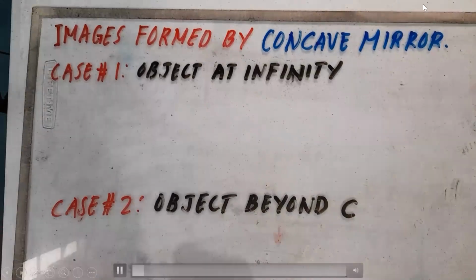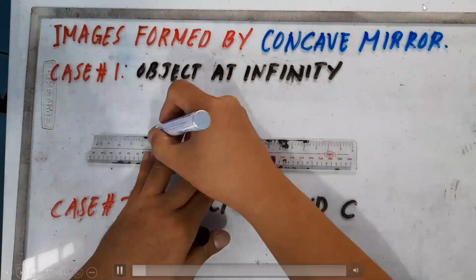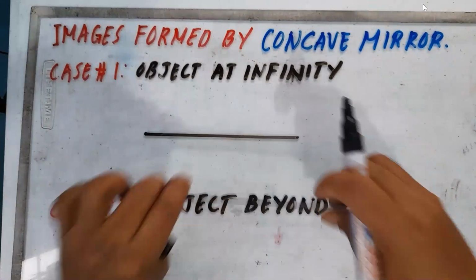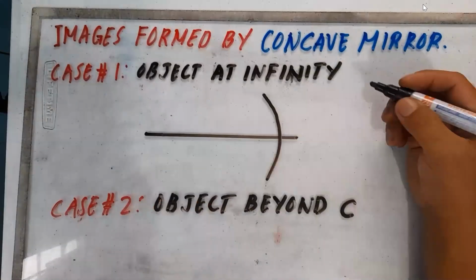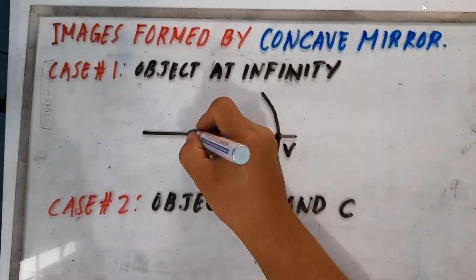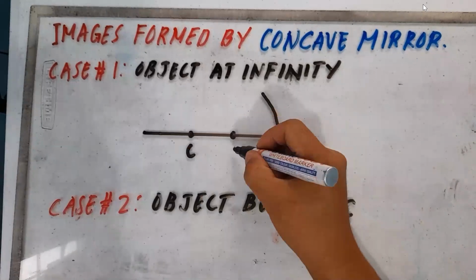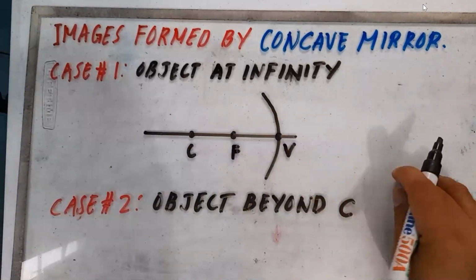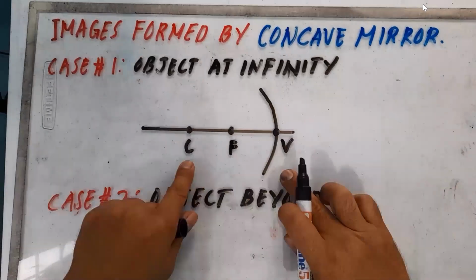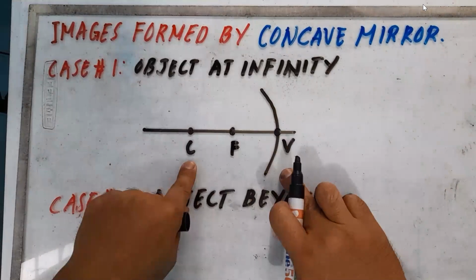So let us first draw our principal axis, and then draw our concave mirror. Locate our vertex, our center, and our focus. Again, the focus should be directly at the middle of the center and the vertex.